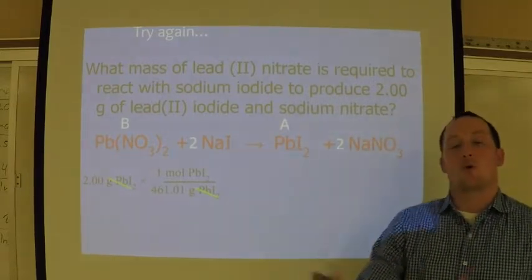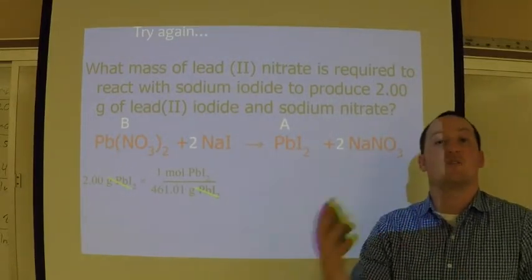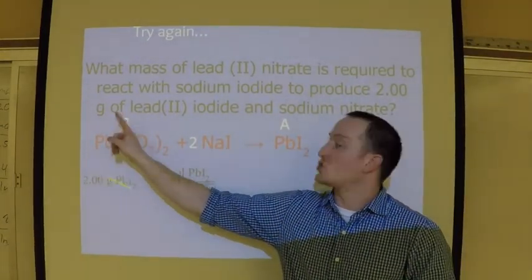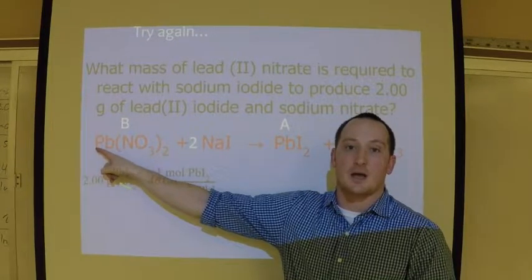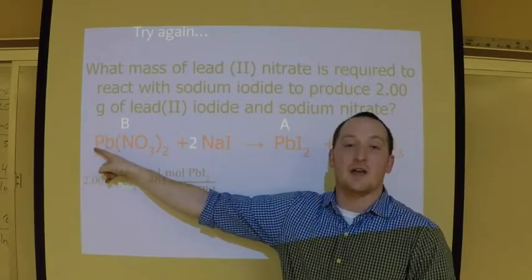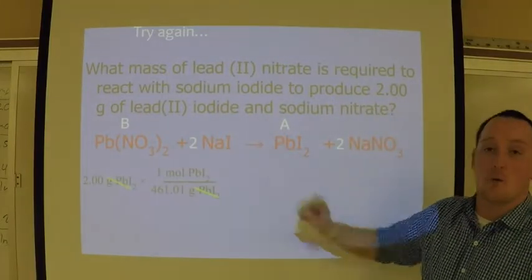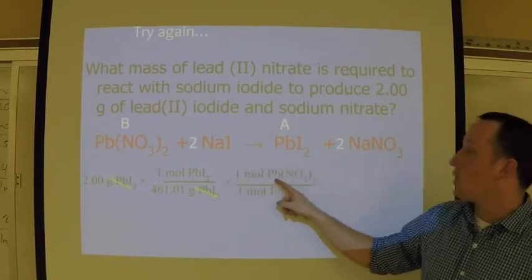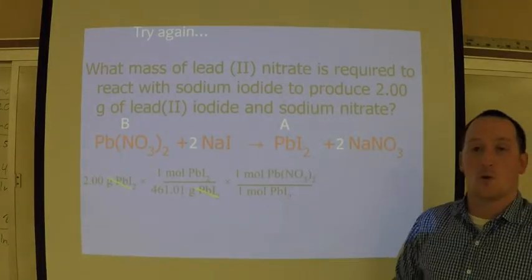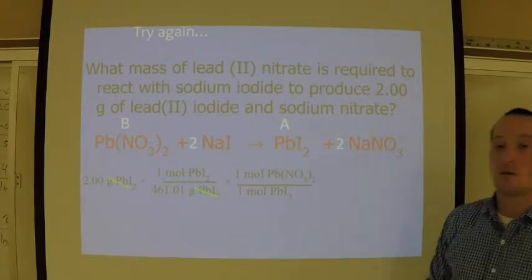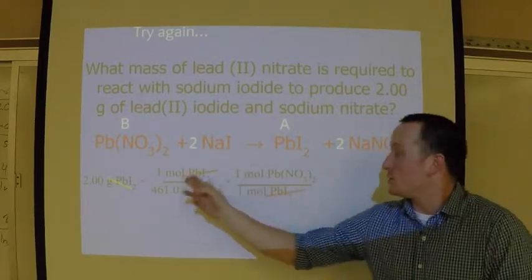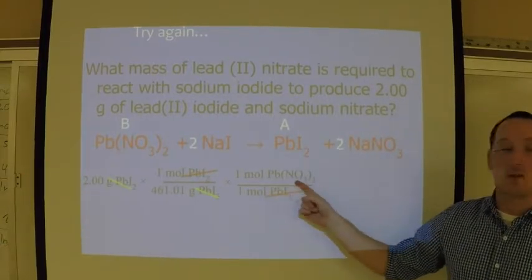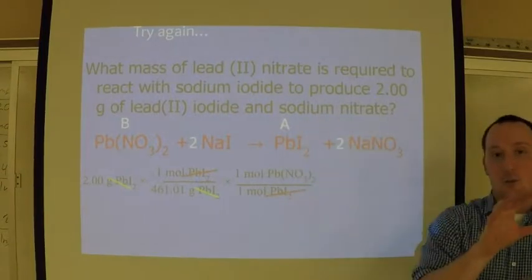Next step is I multiply by the mole ratio. What is B over A? Well, substance B is this. Its coefficient is 1. So I have 1 mole of lead 2 nitrate for every 1 mole of lead 2 iodide. And again, it's B over A, so that's going to be 1 mole of lead 2 nitrate over 1 mole of lead 2 iodide. Now my units here would cancel, so I would be in moles of lead 2 nitrate, which is moles of B, on my mole map.